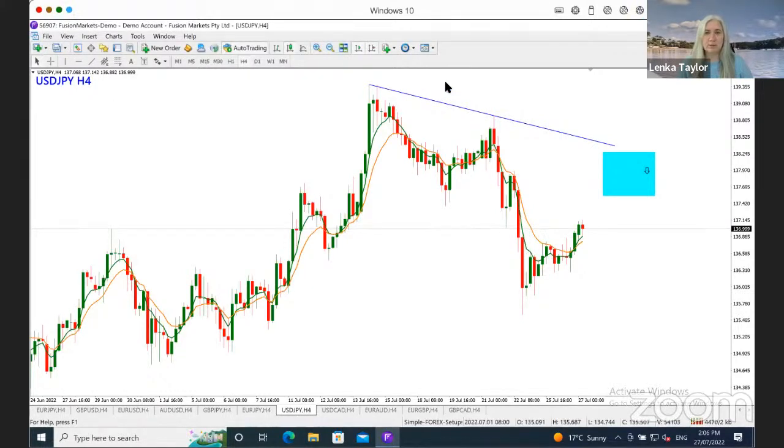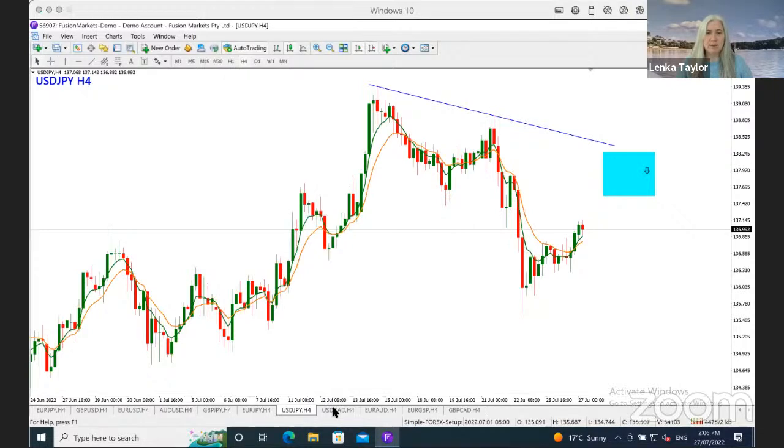The other area to look for reversal is around the bottom of the previous low. So around there as well could be an option. Depends what the price action looks like at that time.